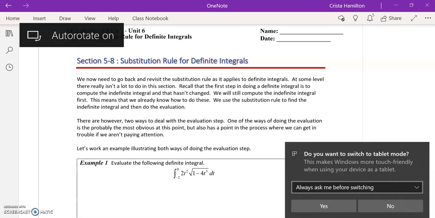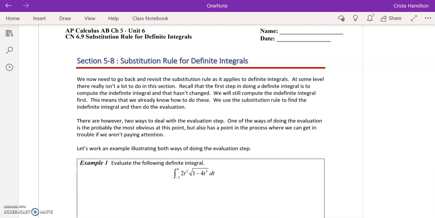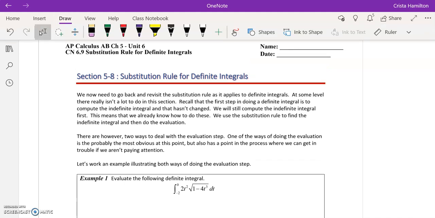Okay guys, what we're going to do in this set of notes is go back and look at how a definite integral might change how we approach the u substitution rule. Basically, the beginning part is exactly the same. Your first step in doing a definite integral is to compute the indefinite integral, and that really has not changed.